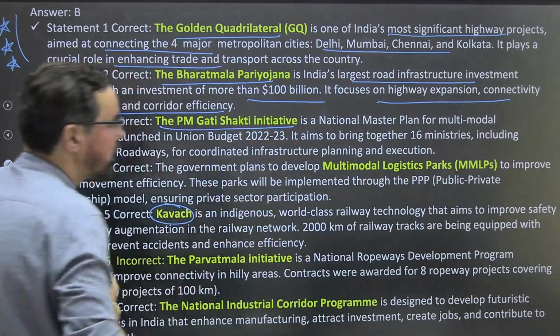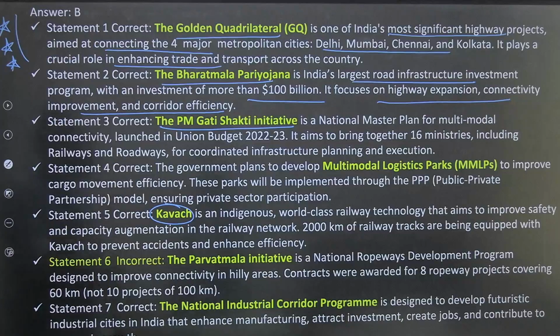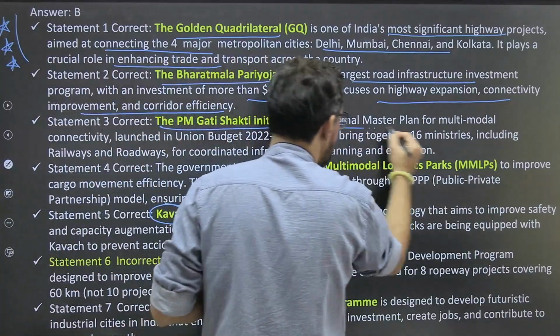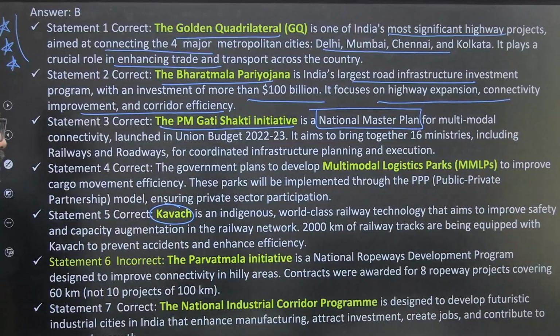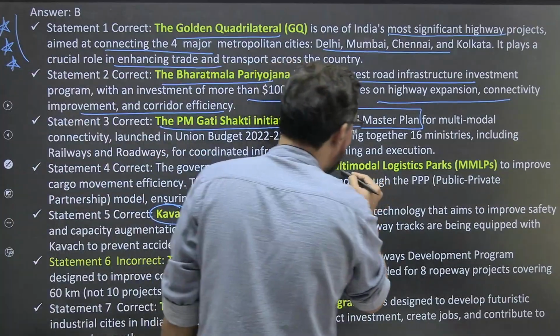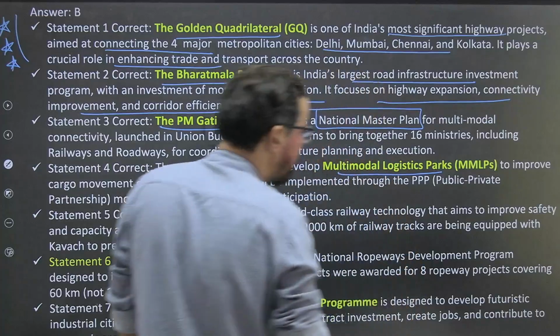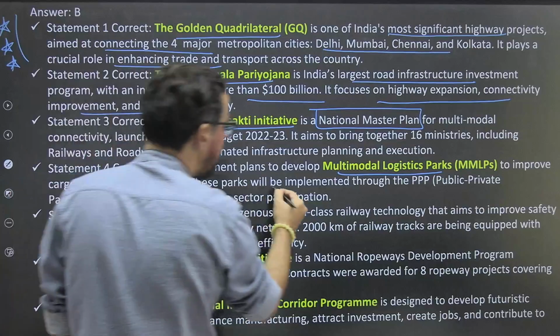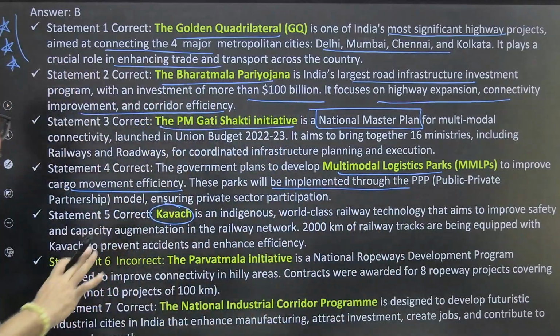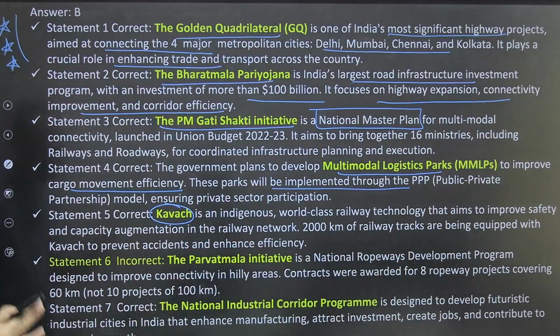PM Gati Shakti initiative is a national master plan. It also comes under the national master plan for multimodal connectivity, launched in the Union Budget 22-23. It aimed to bring together 16 ministries, including railways, roadways, for coordinated infrastructure planning and execution. Fourth one was multimodal logistic parks, MMLPs, to improve cargo movement efficiency. These parks will be implemented through the public private partnership model, ensuring private sector participation.